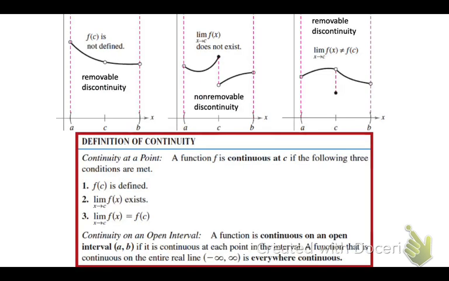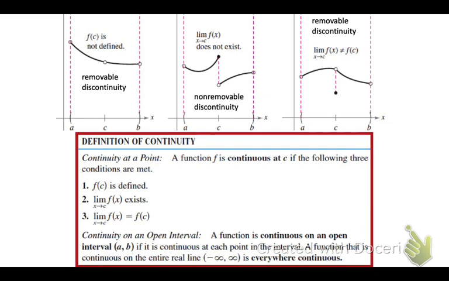Okay, so we have three graphs up here. This one is discontinuous. See the hole in the middle? The open circles at the ends don't count. It's continuous over a domain. So our domain is from A to B. See that? But it has one discontinuity, in the middle.